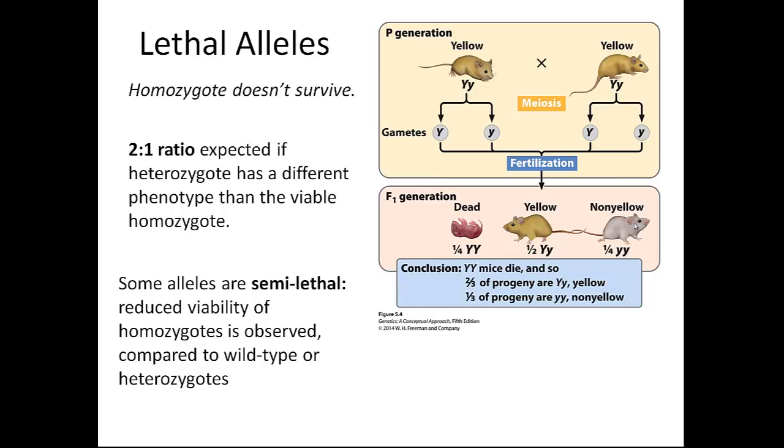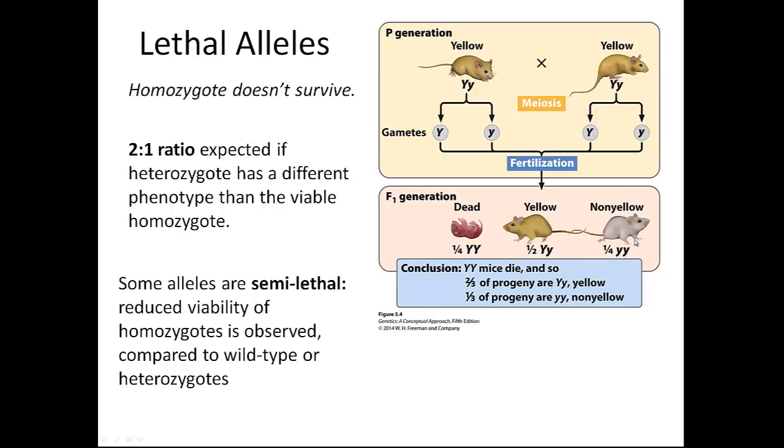When we cross these two individuals, we would expect 1/4 of the individuals to be big Y big Y, and then 1/2 of them to be heterozygous, big Y little y, and 1/4 of them to be little y little y. And so it turns out that in this particular case, the big Y homozygote never survives until adulthood. And so this is a lethal allele, and what you'd see are the other two.